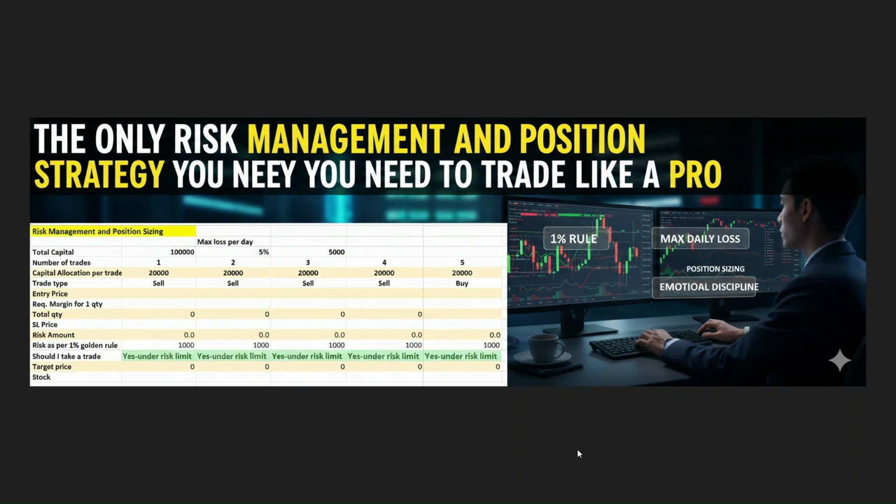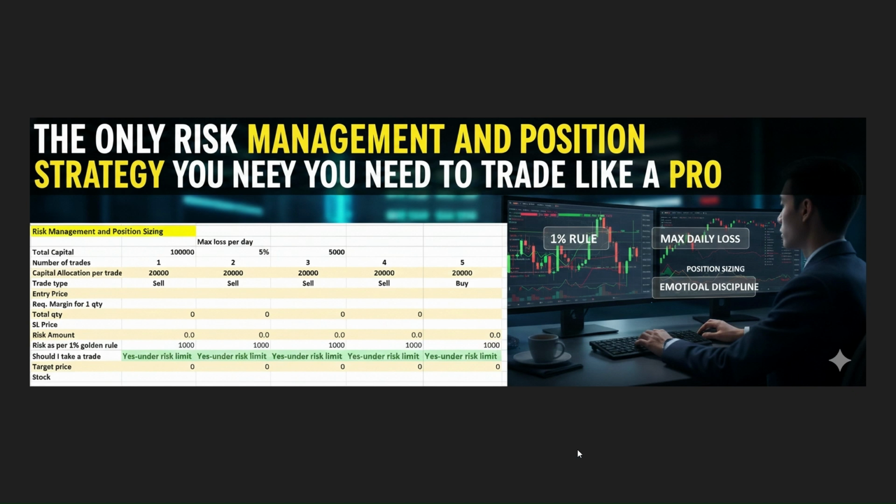Hello everyone. Most traders don't fail because they have a bad strategy. They fail because they go into battle without a shield. Over the last few weeks, so many of you have reached out asking the same questions. How do I stop the fear? How many shares should I actually buy? And what do I do after a losing streak? I heard you loud and clear, and that's exactly why I am making this video today.